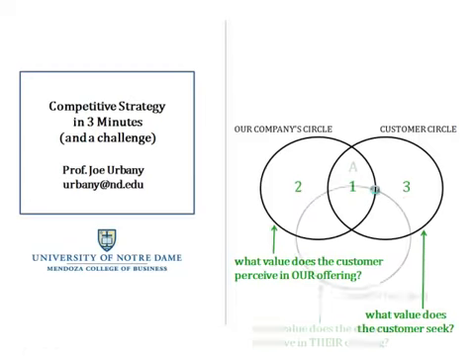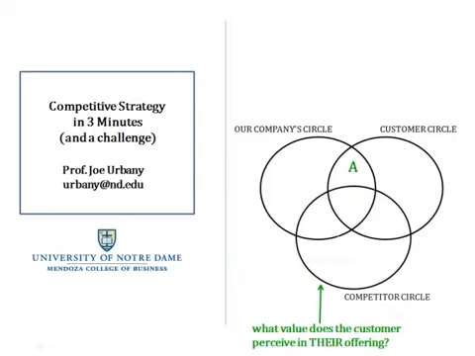But this analysis is incomplete until we add a circle for the competitor. Okay, what value does the customer perceive in their offering? When we do this, we get a Venn diagram with 7 different areas. The most significant of which is this one. Area A. It's the pure definition of competitive advantage.